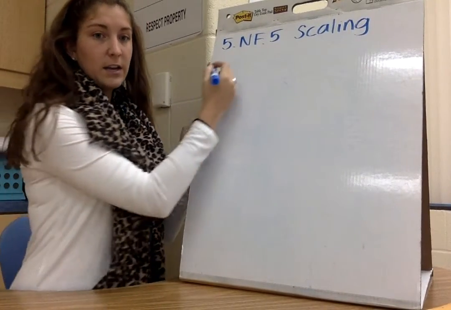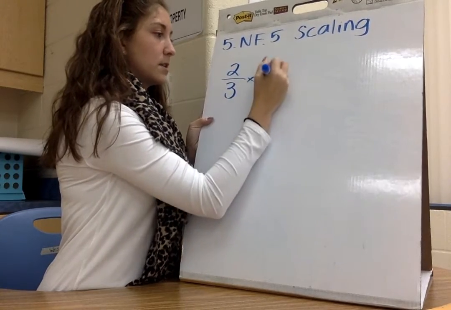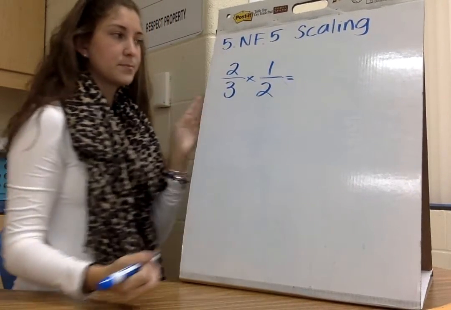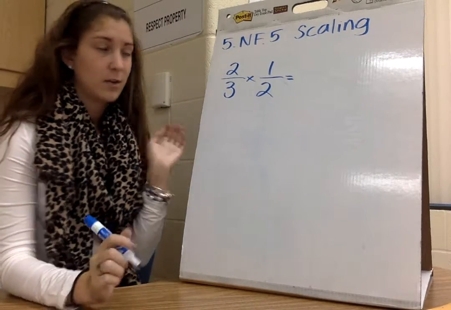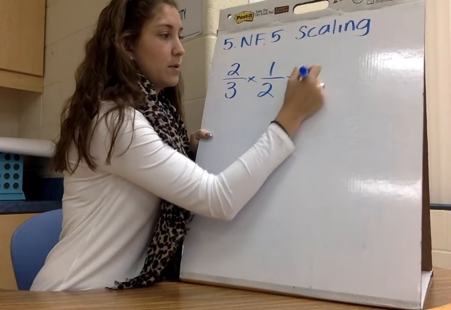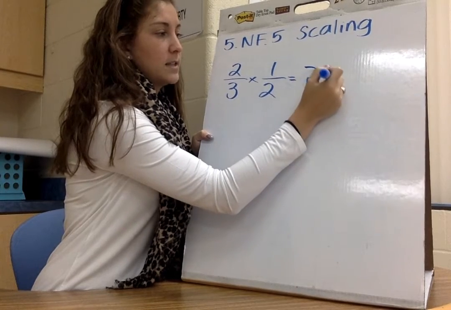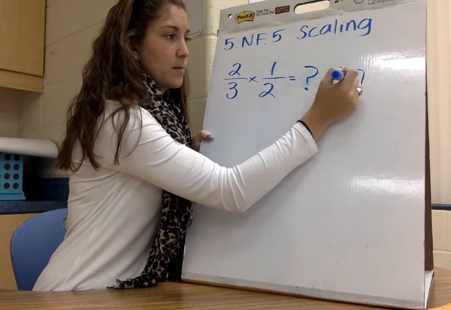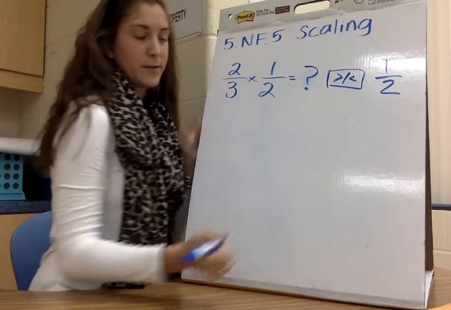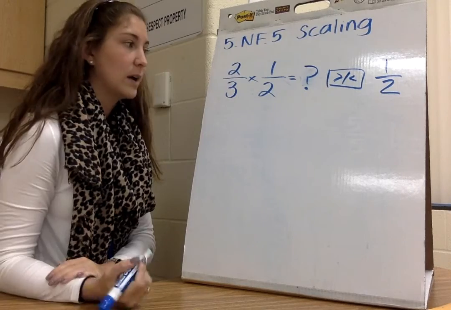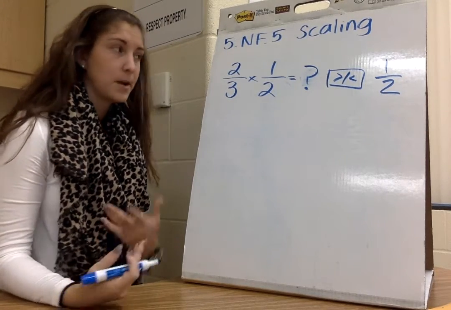So if I had the problem 2/3 times 1/2, and I want to know, will the product be more or less than 1/2? So this product right here, put a question mark, is it going to be more or less than 1/2? Okay, well, there's a couple things that I can do here. I can multiply straight across, I can draw a picture. Okay, so we're going to look at both.